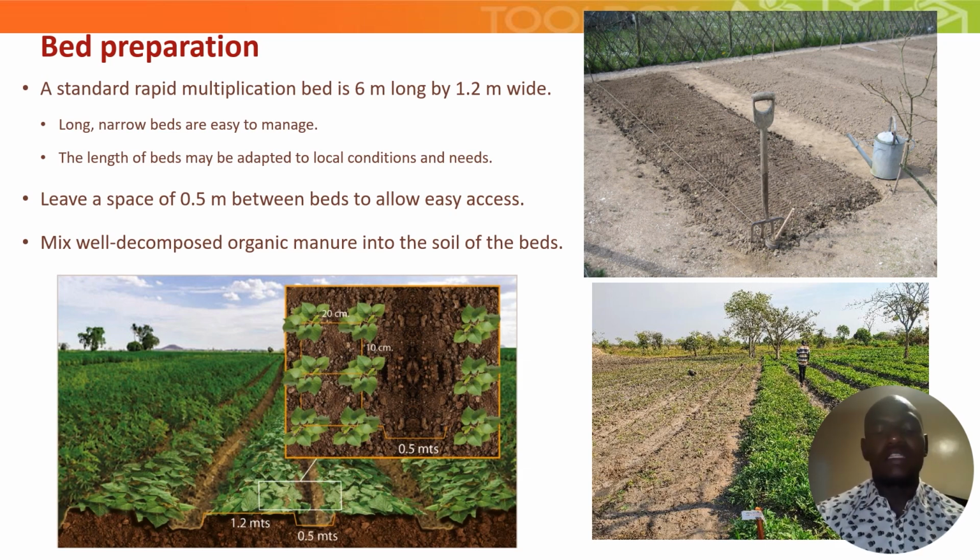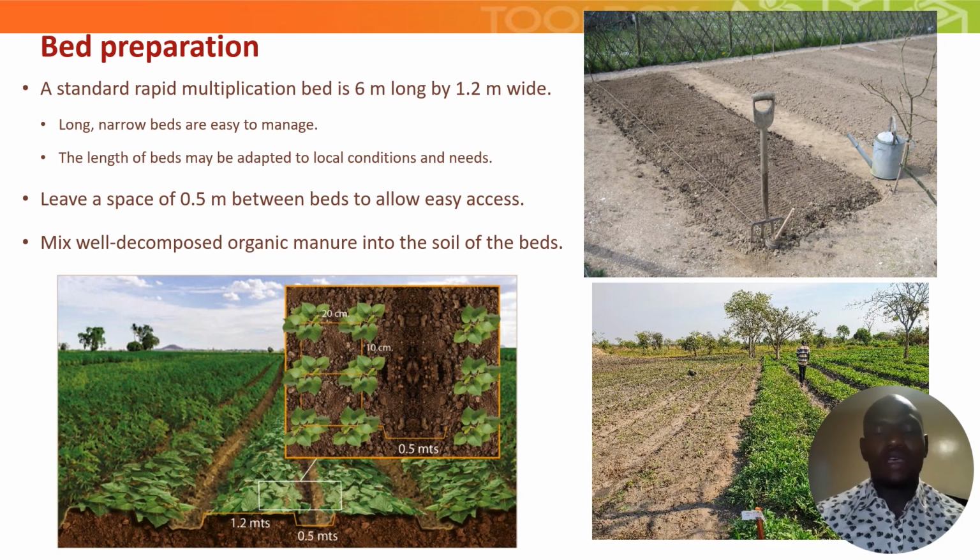And this space is to give you a pathway that you can use when you're walking through to manage or to harvest your seed. After preparing your bed, you need to mix with well decomposed organic manure. As I mentioned, nitrogen is very important, and you can get this from organic manure.